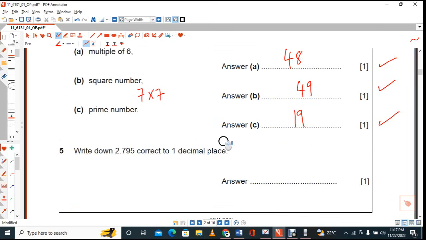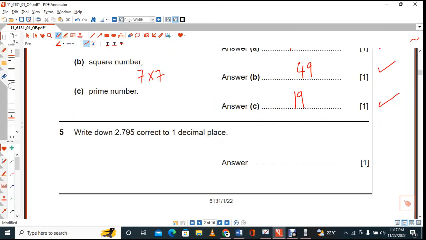Then question 5, you're supposed to write down 2.795 to 1 decimal place. So the answer is 2.8. Remember, your answer should be to 1 decimal place only. Okay, don't add zeros there. You're not going to get a mark for doing so.